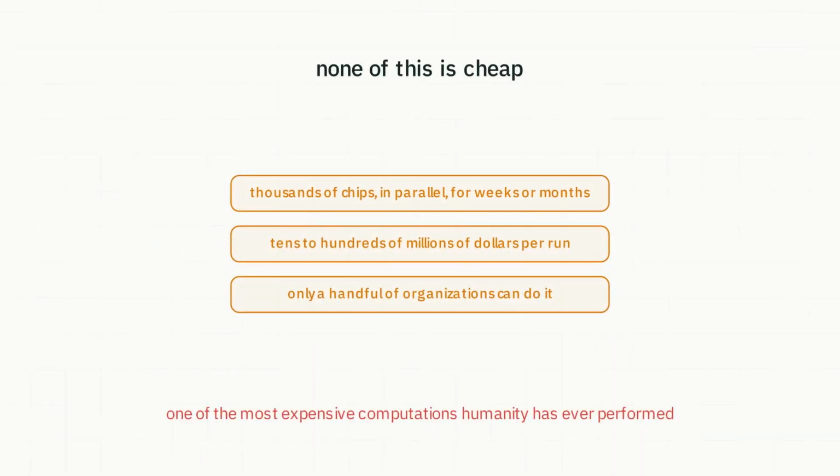And none of this is cheap. Training a frontier model means running thousands of these specialized chips in parallel continuously for weeks or even months. It consumes staggering amounts of electricity and costs tens, sometimes hundreds, of millions of dollars in a single training run. This is why only a handful of organizations in the world can currently train the very largest models from scratch. Pre-training is, without exaggeration, one of the most expensive computations humanity has ever performed.